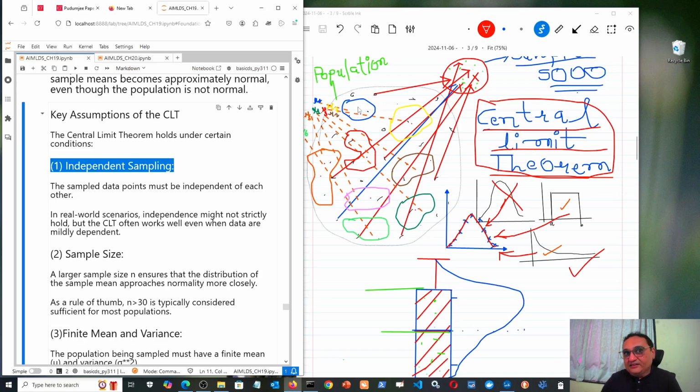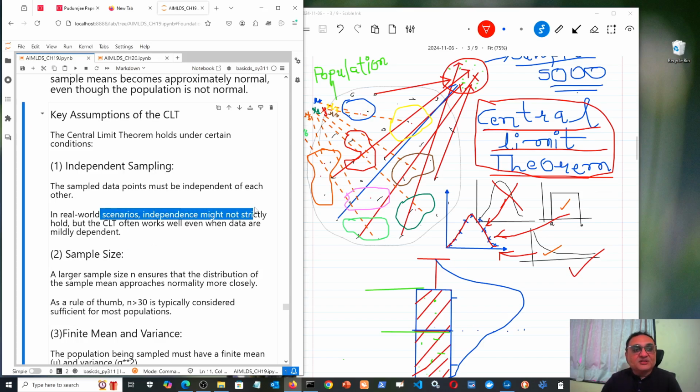Now that is called the independence assumption, and in real-world scenarios sometimes this independence does not hold, and there are ways to check whether it holds or not. Sometimes the data points are correlated with each other. There is some correlation between various data points of one sample, or sometimes even between one sample and another. Then you cannot say that they are fully independent. But even in such a case, you have to see to what degree they are correlated.